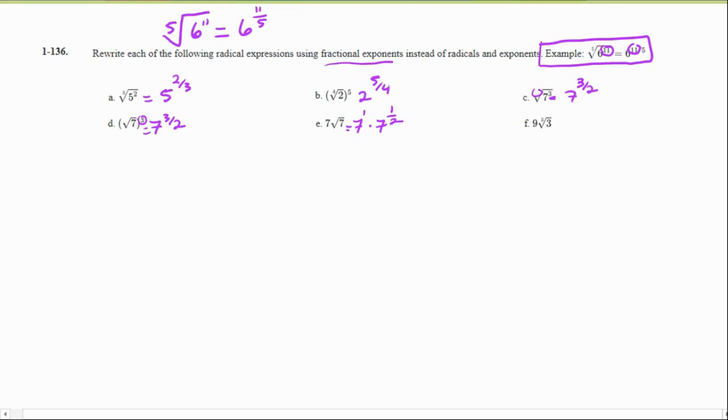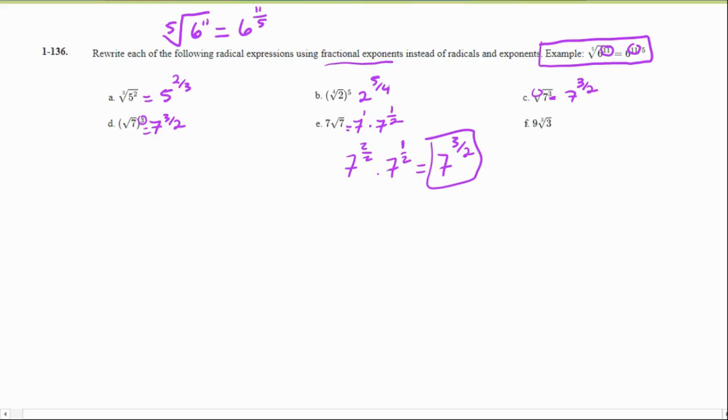I can't just add because there's no common denominator here. So I'm going to change this to 7 to the power of 2/2 times 7 to the power of 1/2. Now I can add them to get 7 to the power of 3/2 for E here.